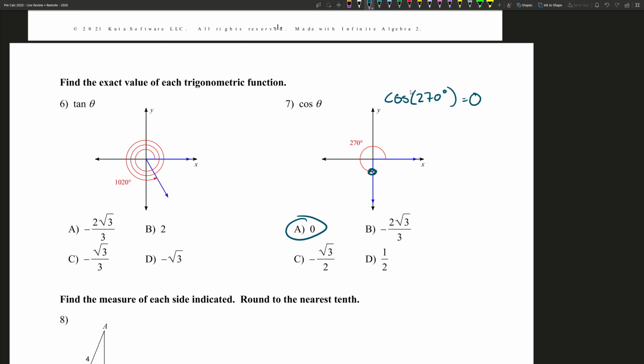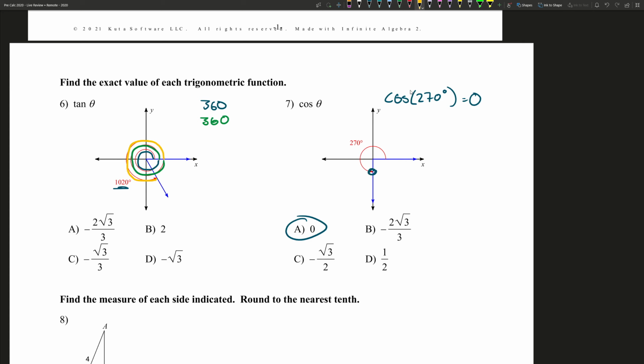So we have this angle, 1020. We need to find what that angle is, or we need to find coterminal angles of that. We need to find the simplest coterminal angle of that. So what we can do is just count rotations. This angle right here is 360. This angle right here is another 360. And then we have to go some other angle to get to 1020.